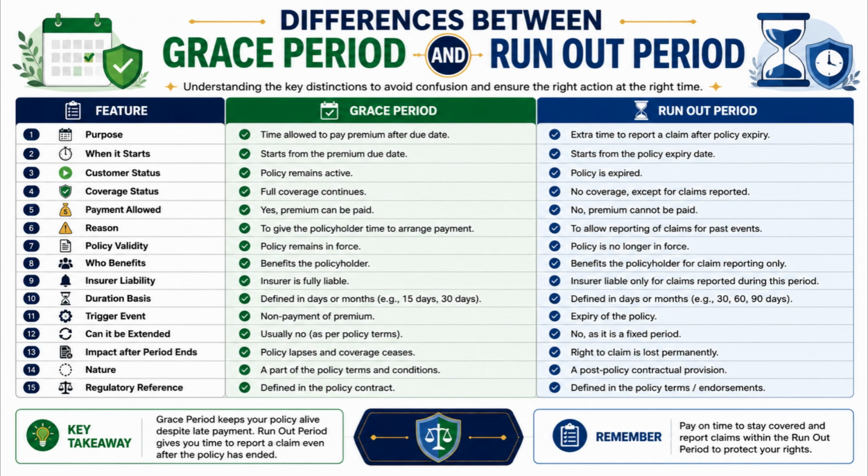To summarize, a grace period helps keep your policy active when premium payment is late, whereas a run-out period gives you extra time to report claims after the policy has ended. Understanding both periods is essential for protecting your coverage and preserving your claim rights.